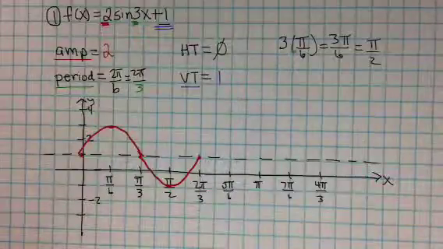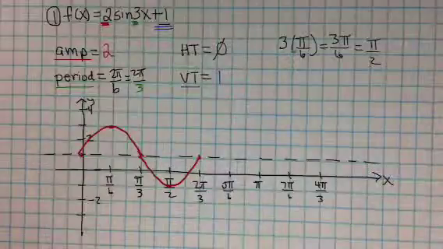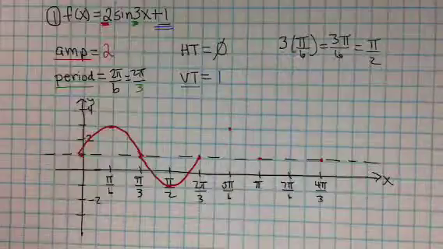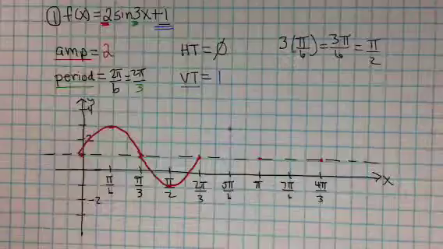And I'm going to graph the other period. So here's beginning, middle, end. Maximum occurs 1/4 of the way, so at 5 pi over 6. Minimum is 3/4 of the way, so that's at 7 pi over 6. And then just connect the rest of the points.